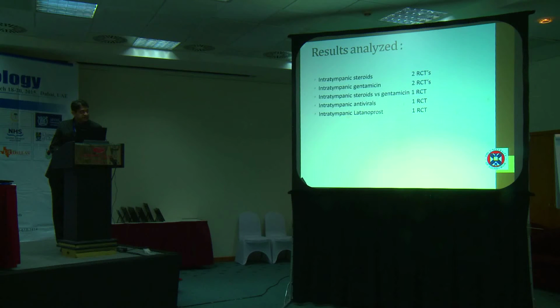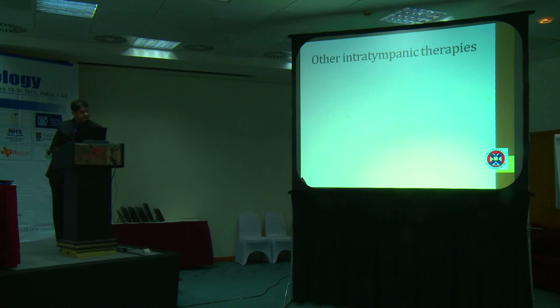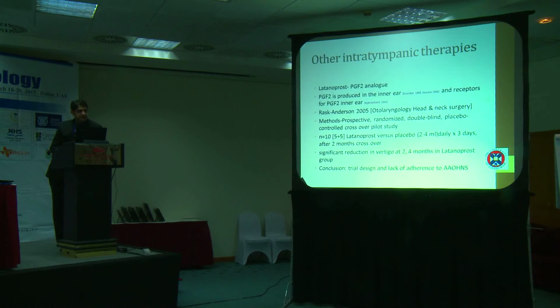And last but not least, just touching on intratympanic latanoprost. Latanoprost is a prostaglandin F2 alpha analog agonist, and it is produced in the inner ears, and there is a good amount of research to show that there are receptors for this present in the inner ear. Rask-Andersen in 2005 looked at a study of just 10 patients, which is a crossover study, where 5 were given latanoprost and 5 were given placebo, and he concluded that there was a significant reduction in vertigo at 2 and 4 months. However, the limitations here were the trial design and lack of adherence to the American Academy criteria.